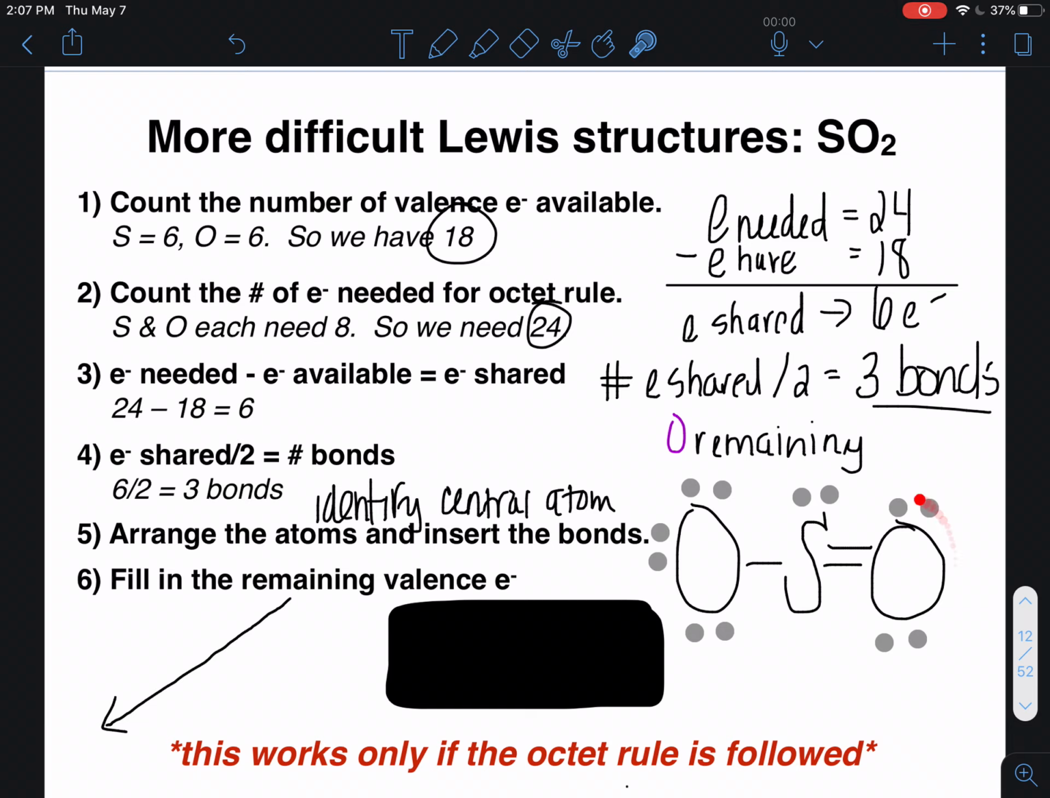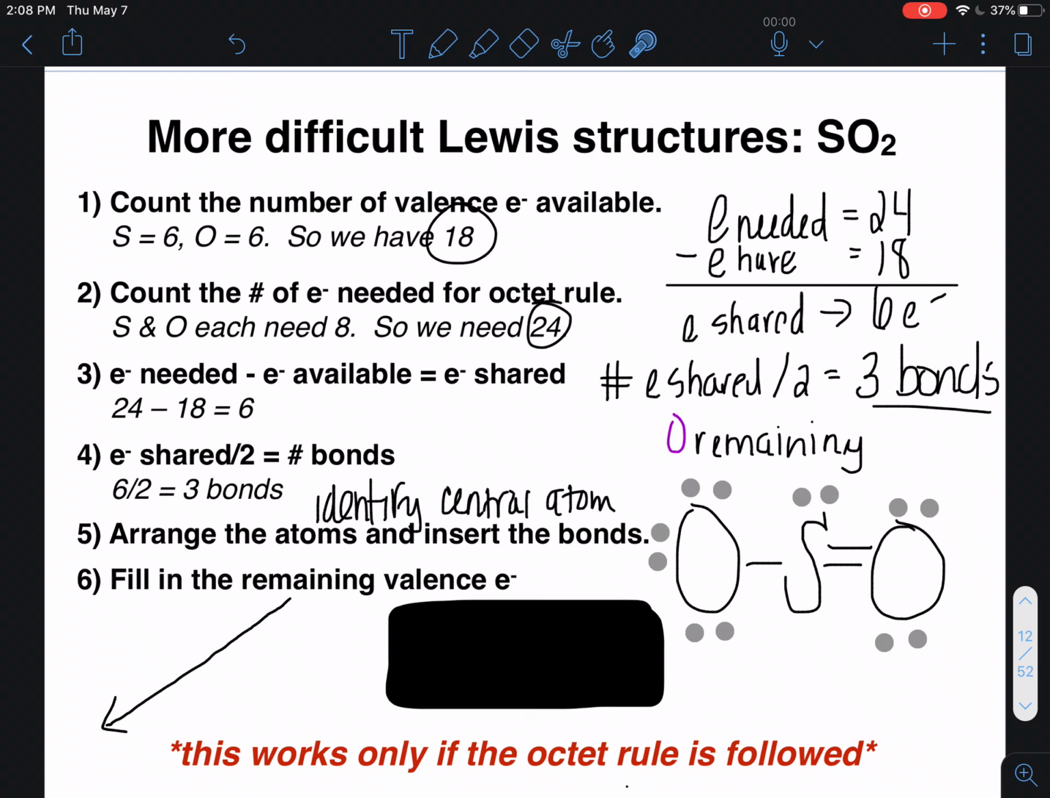Again, this oxygen right here, 1, 2, 3, 4, 5, 6, 7, 8, good. 1, 2, 3, 4, 5, 6, 7, 8, good. 1, 2, 3, 4, 5, 6, 7, 8. Everybody's good. You also want to go back and double check and make sure that you haven't added or removed electrons, right? We only have 18 to work with. So you should only ever have 18 electrons. You can only use the amount of electrons that you have available to you.